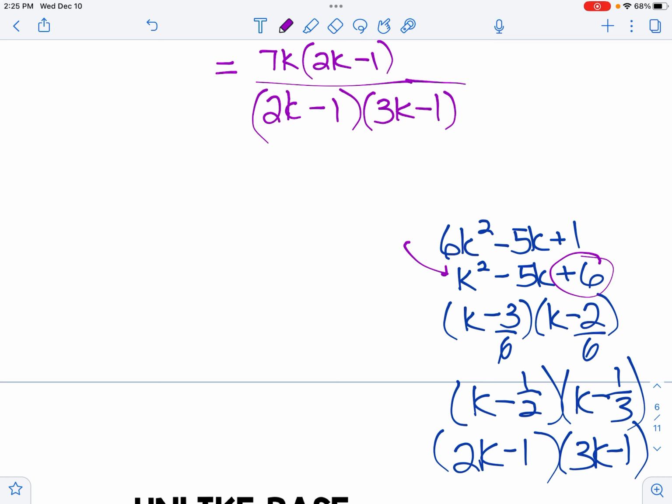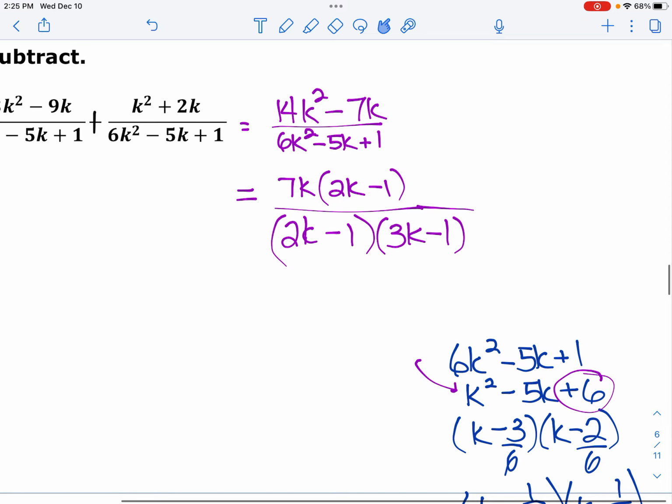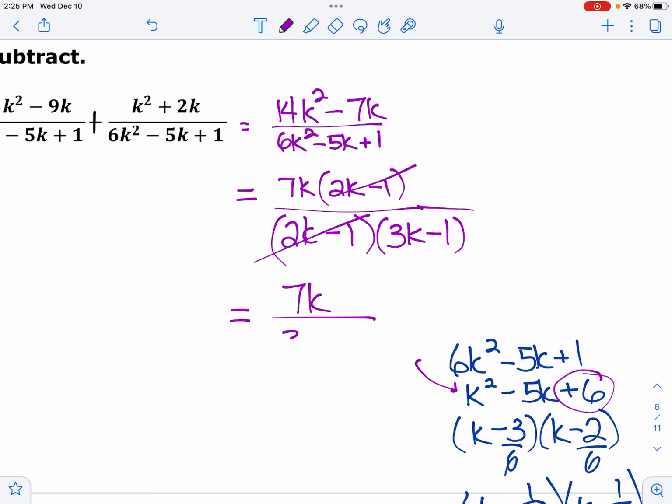Okay, so now I can look at what do I have in common? Well, these are in common, right? And then what I have left is just 7k over 3k minus 1. And that's my final answer. Done.